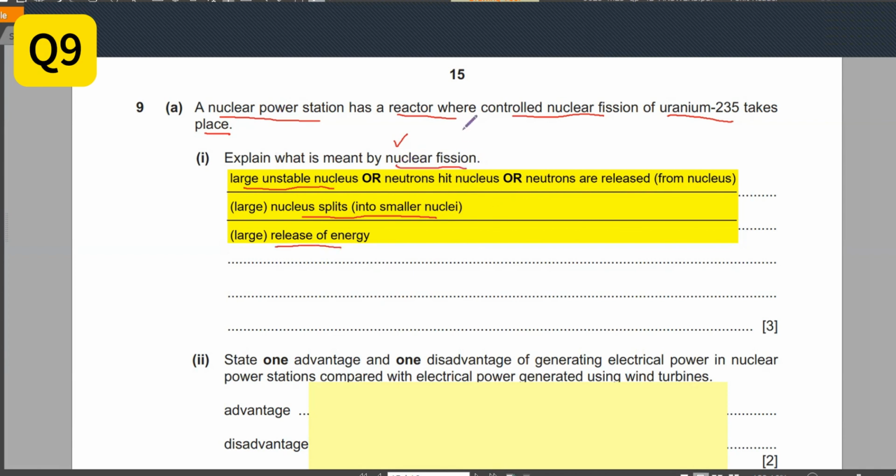We have another type, nuclear fusion, whereby we fuse together smaller nuclei to form a larger atom.